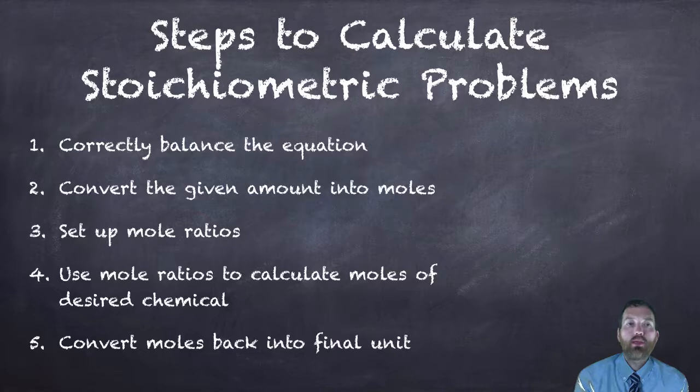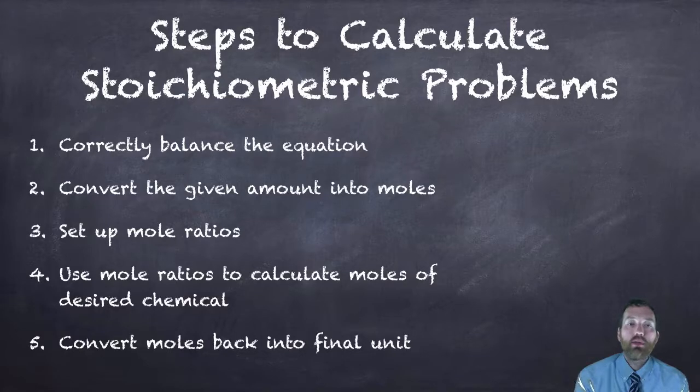So step number 1 is to correctly balance the equation. Step number 2 is always our first bracket, where we convert the given amount into moles. Step number 3 and 4 is always our second bracket, where we set up our mole ratios and then use them to calculate the moles of the desired chemical that the question is asking us for. And step number 5 is to convert those moles back into the final unit.